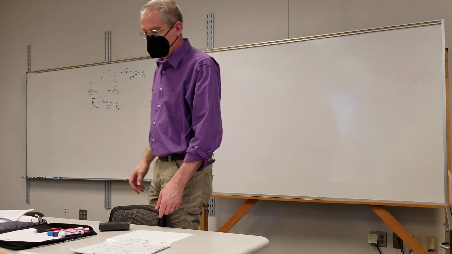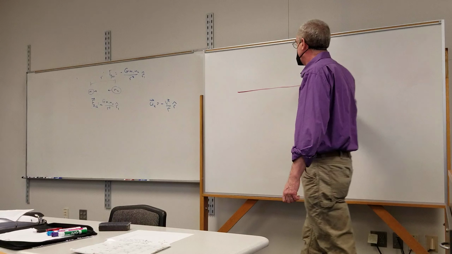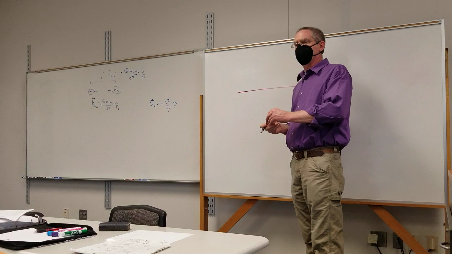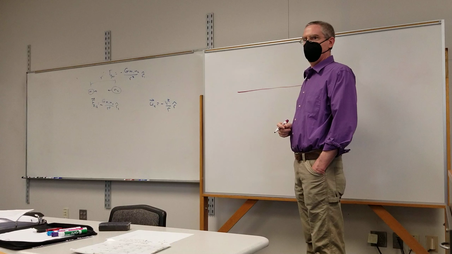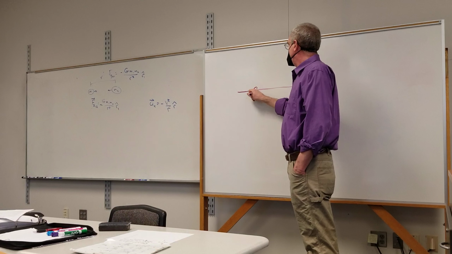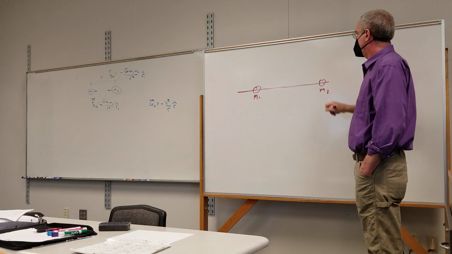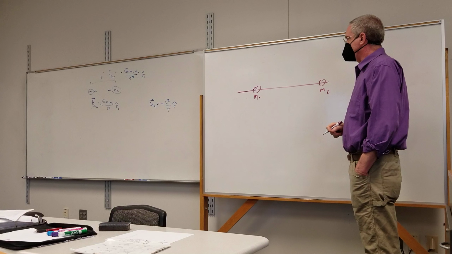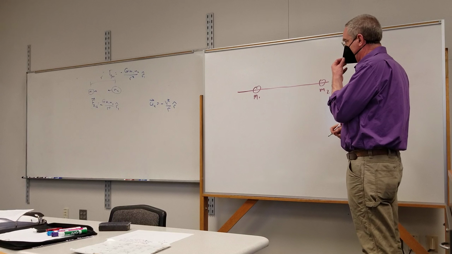So in the three objects on a line, are there other questions before I get more specific about this problem? So I have two objects on a line, and I'm going to stick a third object somewhere so it's in equilibrium.